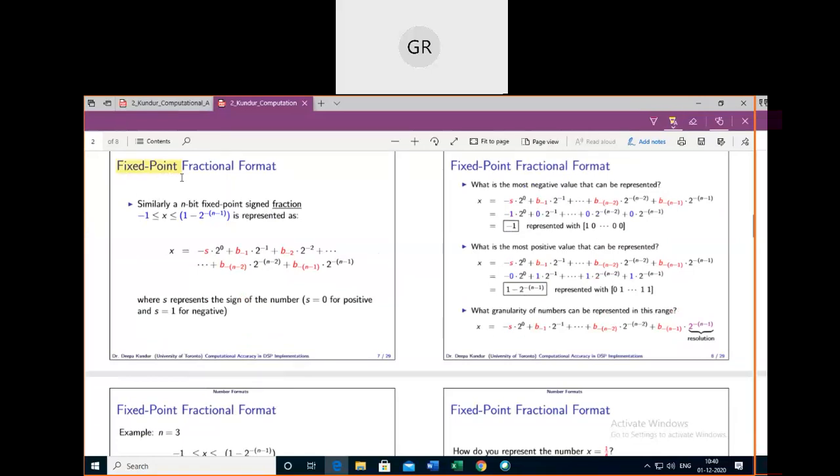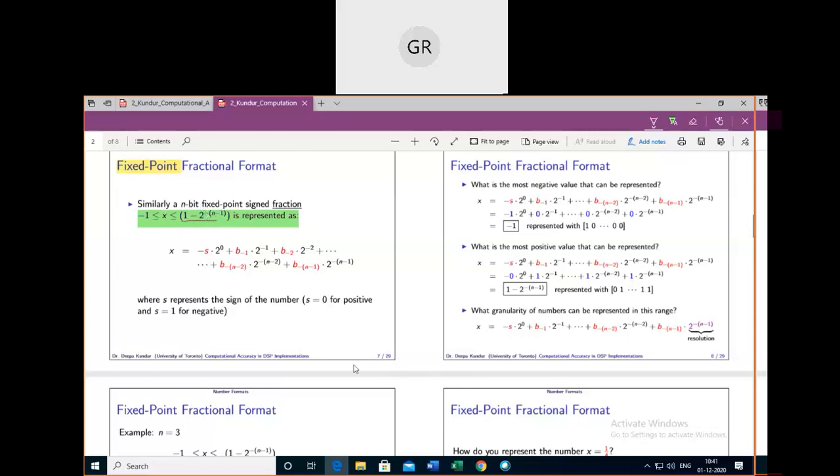Fixed point fractional format. Here we know that this is the range. This is the range of the fraction number. Fixed point signed fraction. The most negative value is minus 1. The most positive value is 1 minus 2 raised to minus of n minus 1. This is the most positive number.